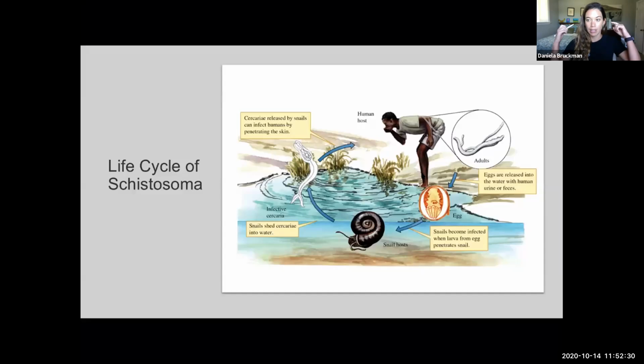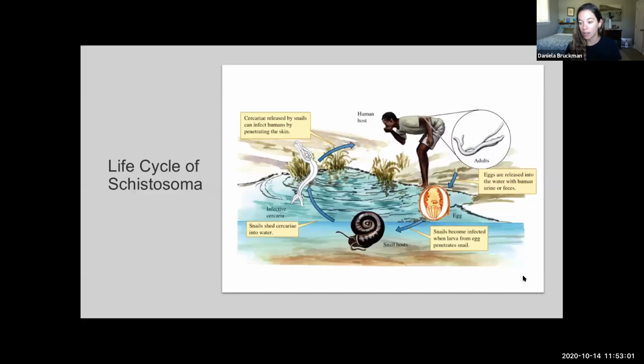Okay, so I didn't explain that great, but the cercaria burrow into the human, the cercaria develop into adults, the adults shed eggs in the human body, the human excretes the eggs into the water, the eggs hatch into larvae, and then those larvae will get taken up by snails. Inside the snail body, those larvae develop into the cercaria and then get shed into the water and kind of close this whole loop again. Okay.